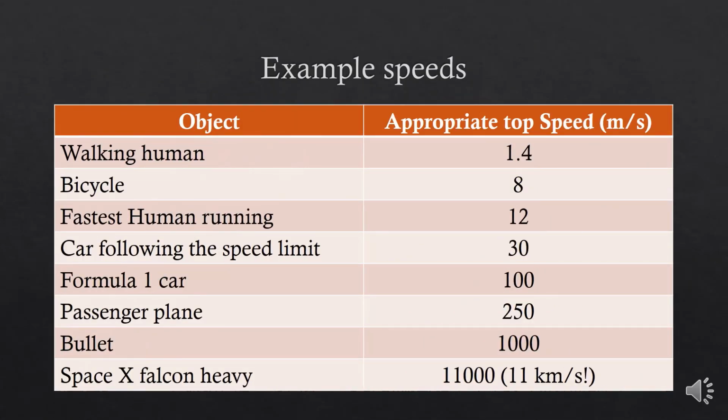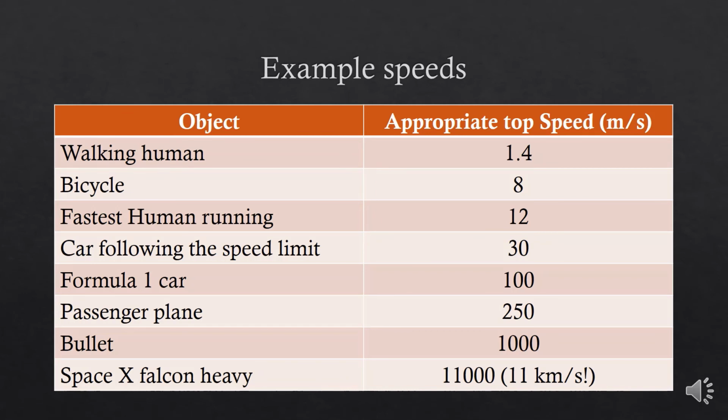This table shows you some examples of the kind of speeds you can expect to try and remember for different objects. A walking person has a top speed of approximately 1.4 meters per second. A bicycle riding on a road would have a safe top speed of about 8 meters per second. The fastest human alive, which are currently making this video, is Linford Christie. His top speed was measured at 12 meters per second. A car following the maximum speed limit in Britain would be travelling at 30 meters per second. This is 70 miles per hour.